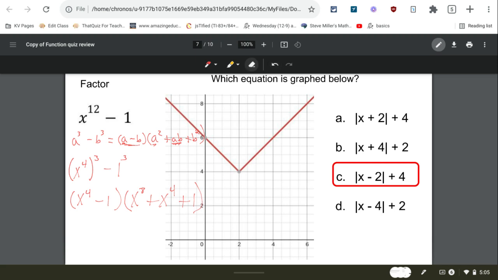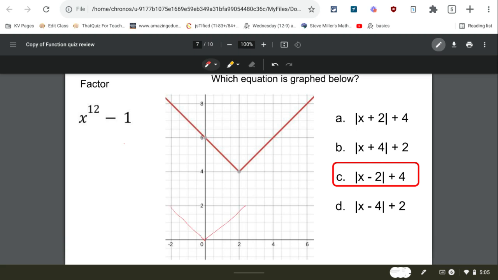Okay. The graph one here. So this is just a translation function. I guess the answer's already circled there, isn't it? Okay, so what they've done is they've taken the original absolute value function, and it's been translated 2 units to the right and 4 units up. So that's why it's got to be C.